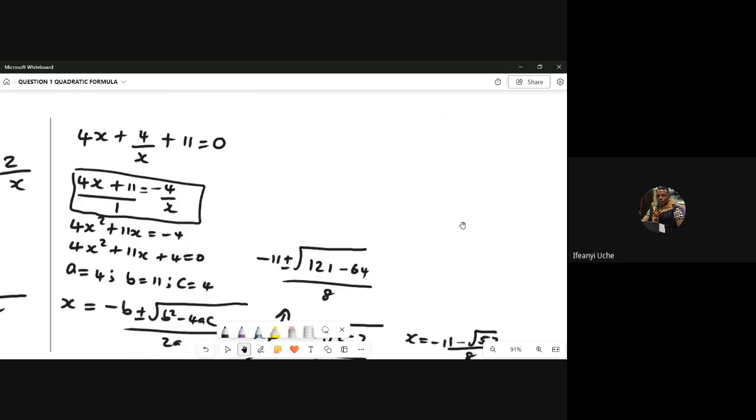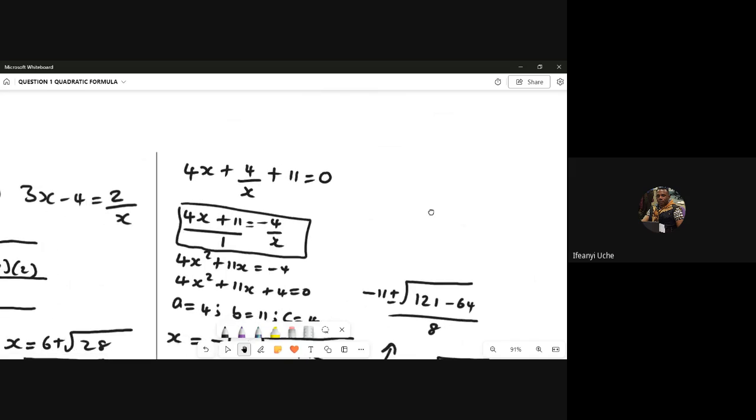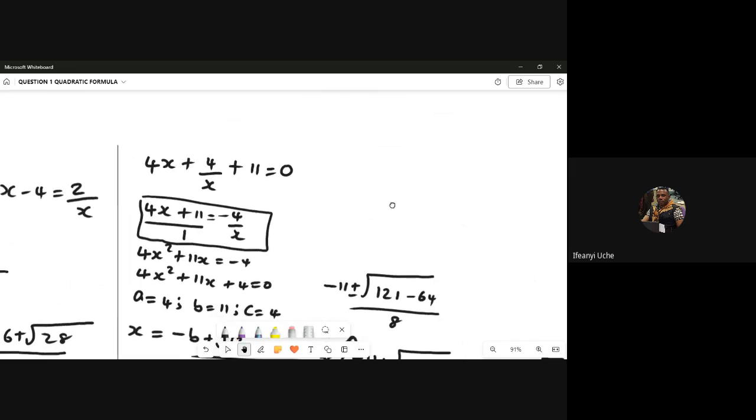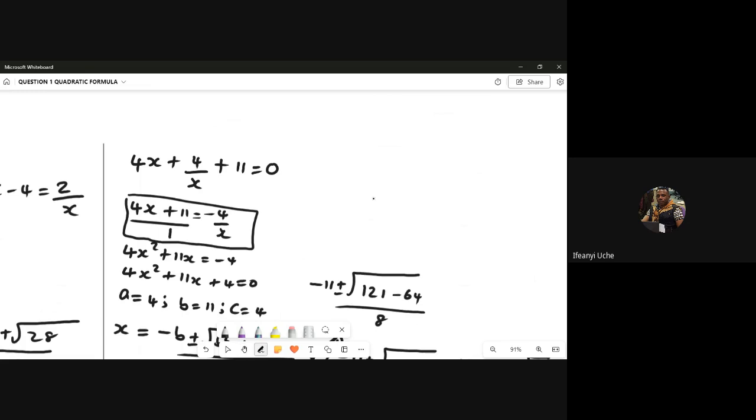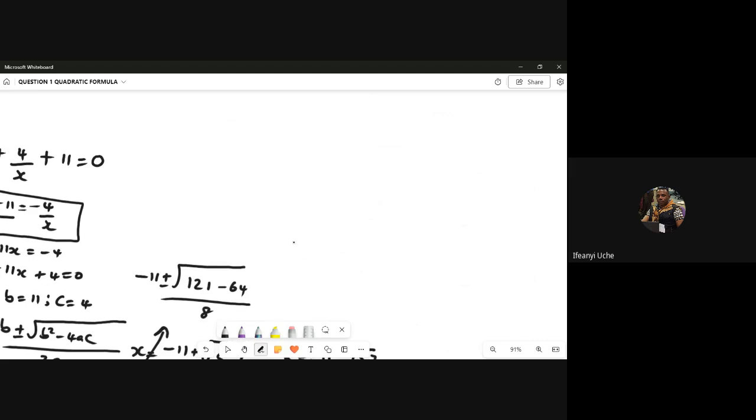Then let's look at the last one before we close. We have 3x minus 4 equals 2 over x. Remember, we tried to bring two different kinds of questions when it comes to the quadratic formula. It is still 1.1.2, which is always the second question that you see. 3x minus 4 equals 2 over x. This one now looks much easier for you.